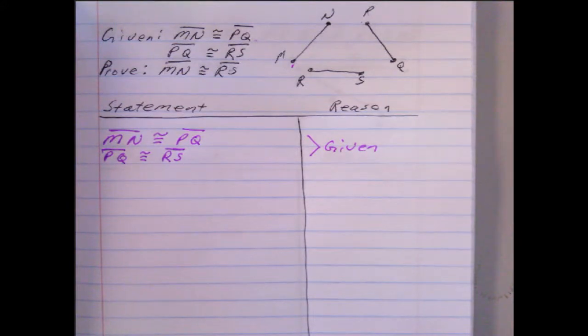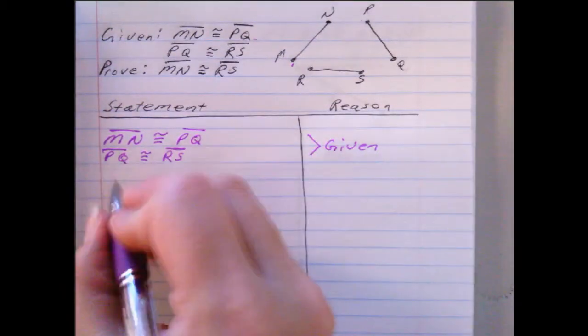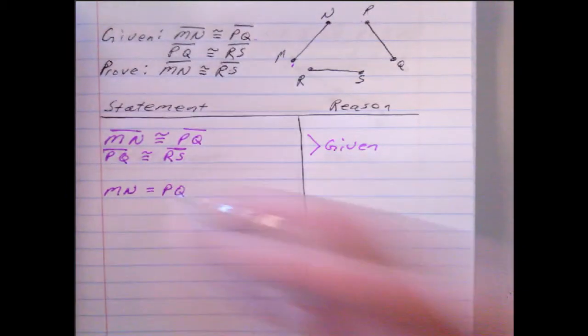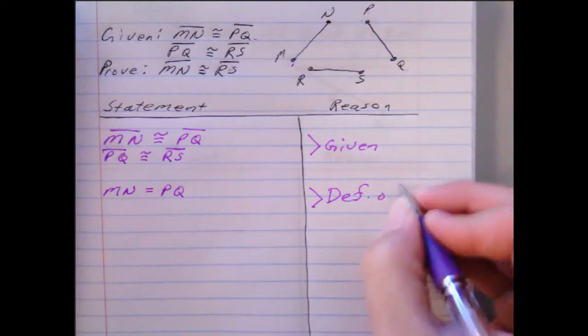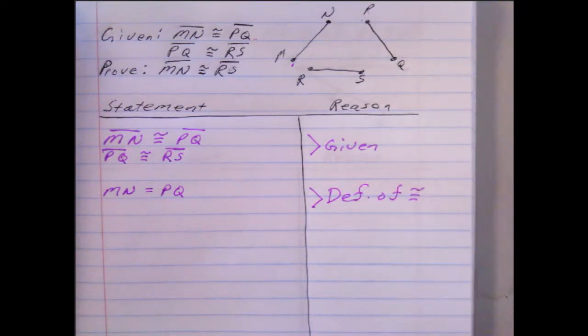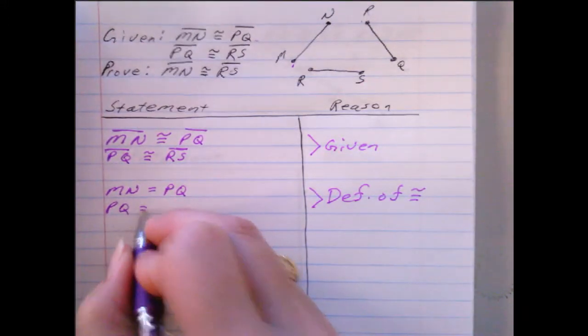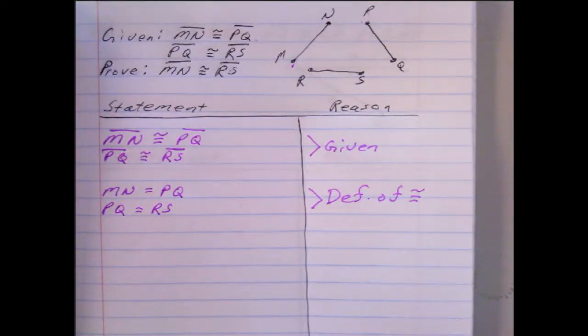Okay? So then the next piece here, we are wanting to get these from being congruent to being equal. So we're going to say MN is equal to PQ. And I know that by definition of congruence. The definition of it means that they are equal. So we're going to do the same thing for PQ is equal to RS.